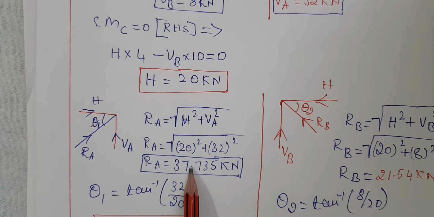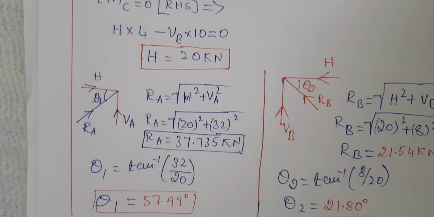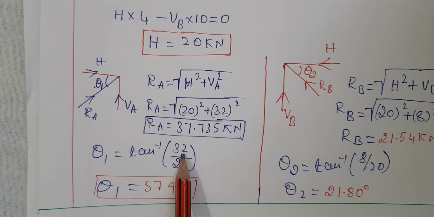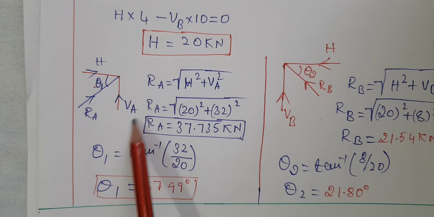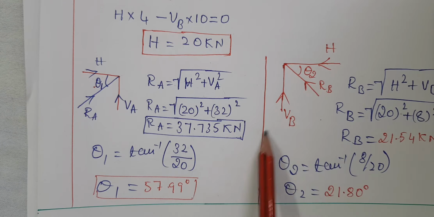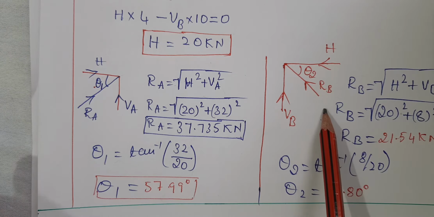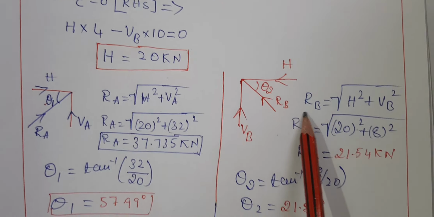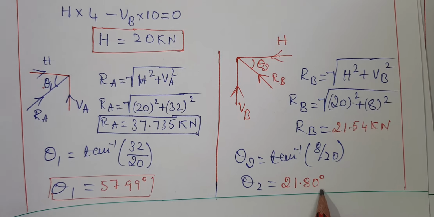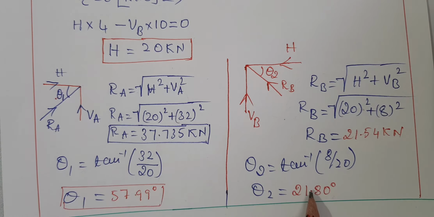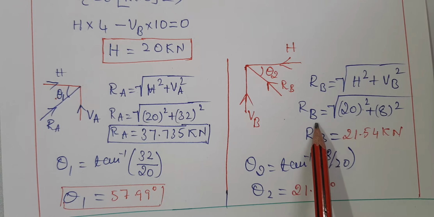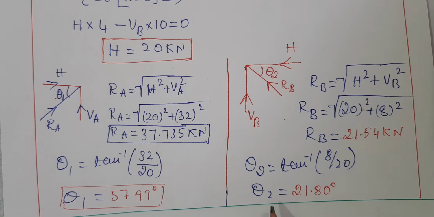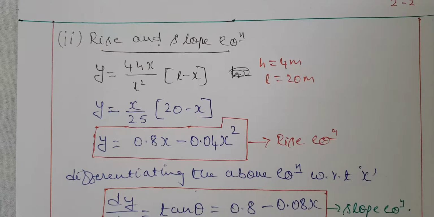know 37.735 kilonewton, and its direction is tan inverse of vertical by horizontal. Okay, if you consider that, you come to know the direction with respect to point A. With respect to point B, we have these forces, and if you apply the same formula here, you come to know all the reactions with respect to B as well as the direction with respect to point B.